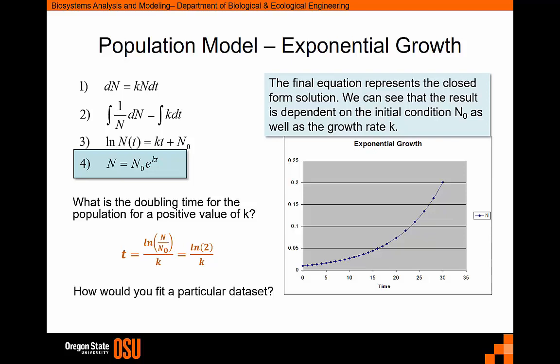Suppose we have a population data set that we wanted to fit to this model, containing population sizes at various points in time. There are two parameters in this model, k, the per capita growth rate, and n0, the initial population size that we would need to estimate from the data. How would we do this?